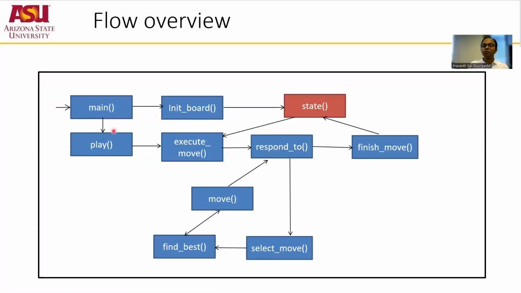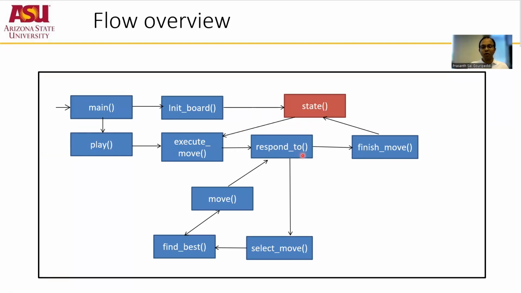It then calls play. Play calls a function called execute move. Execute move looks at the board and calls a function called respond to. Respond to, depending on the player's move, whether it is player A as the white player or the player B as the black player of the black coins, decides what to do.